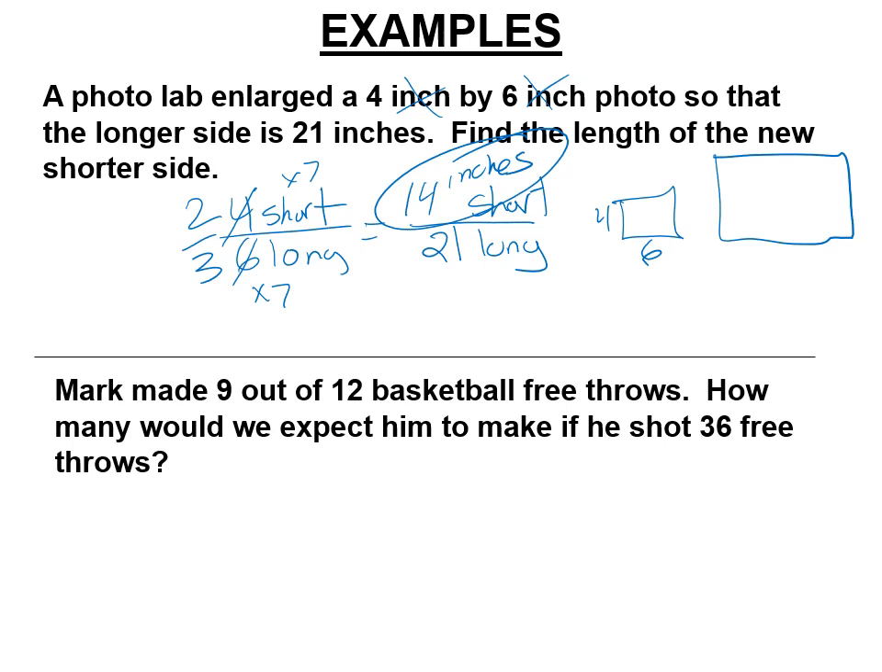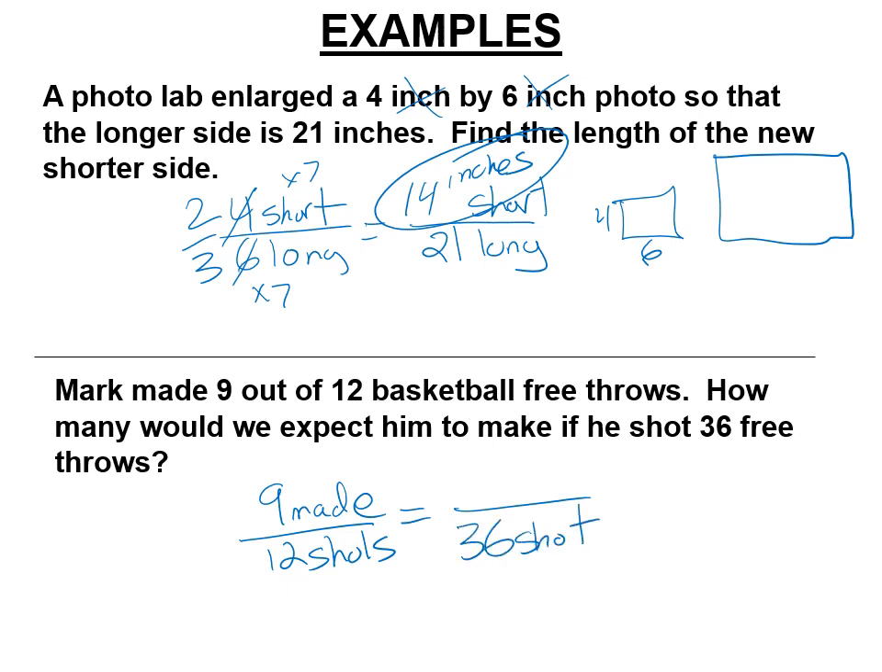Mark made 9 out of 12 basketball free throws. So 9 made, got to spell made correctly, out of 12, I'll say shots this time. How many would we expect him to make if he shot 36? So 36 shot. So notice, 36 is on the 9 times table and the 12 times table. If you go too fast and you just start putting 36 wherever you think it should go without writing the words, you're likely to make a mistake.